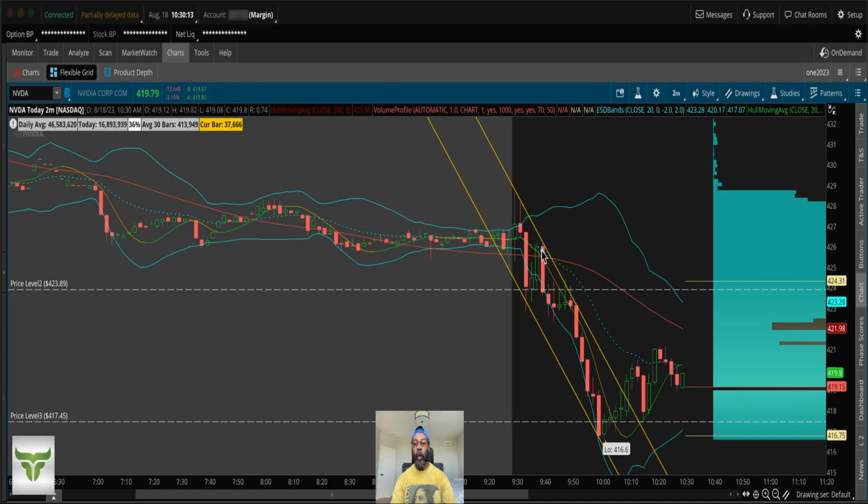And then what do we have from here? We have a beautiful, beautiful, beautiful textbook escalator to the downside. And then what do we always do? We always get out on the low, 416.60. And you see the retracement back up, you see the fall back down, another retracement back up, and then back down. You can clearly see what the algorithms are doing.